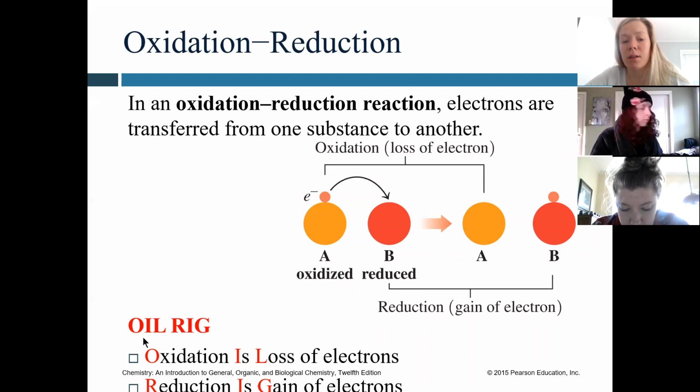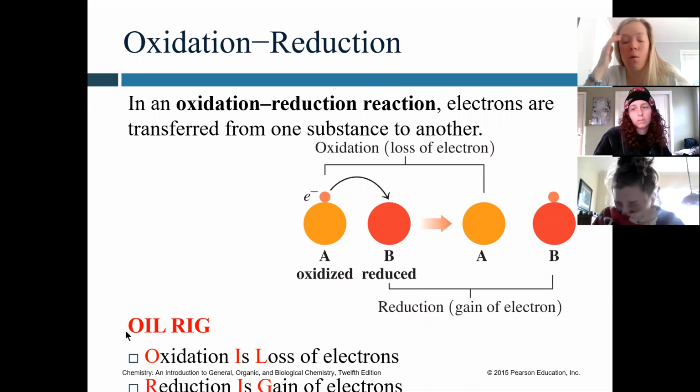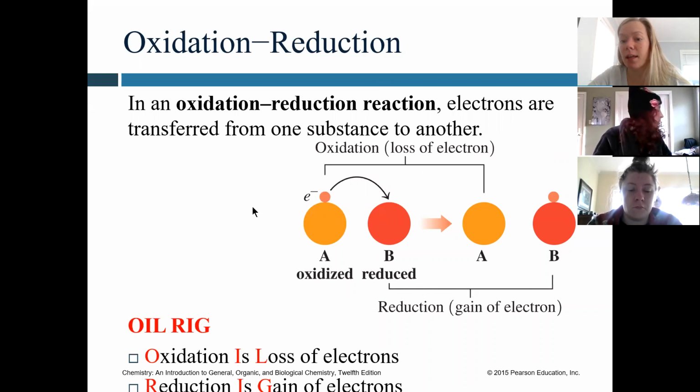There's a little mnemonic you can use here, which is OIL RIG. OIL: oxidation is loss of electrons. RIG: reduction is gain of electrons. So if you have an oxidation reduction reaction, OIL will be the oxidation; this thing here is being oxidized. RIG is the thing that's being reduced, gaining electrons.